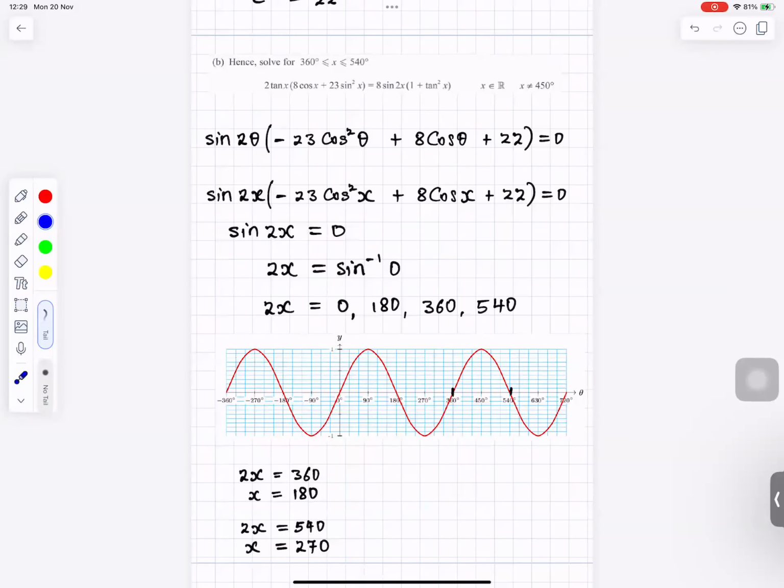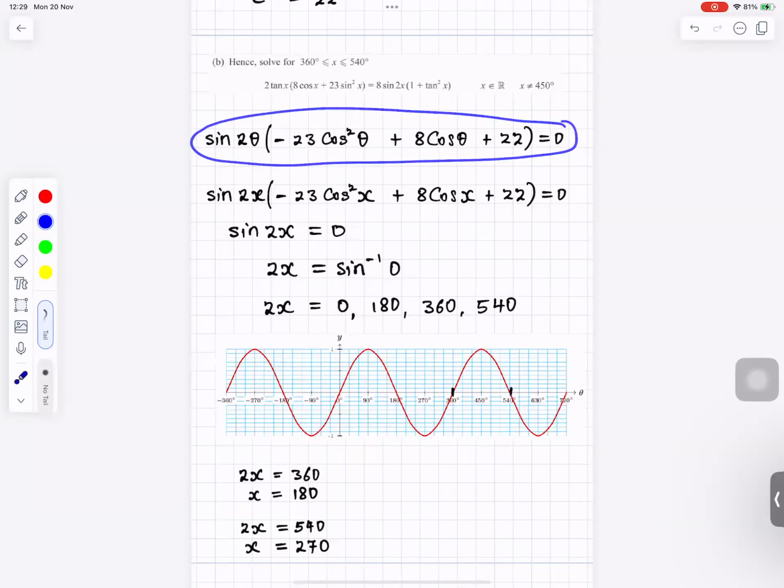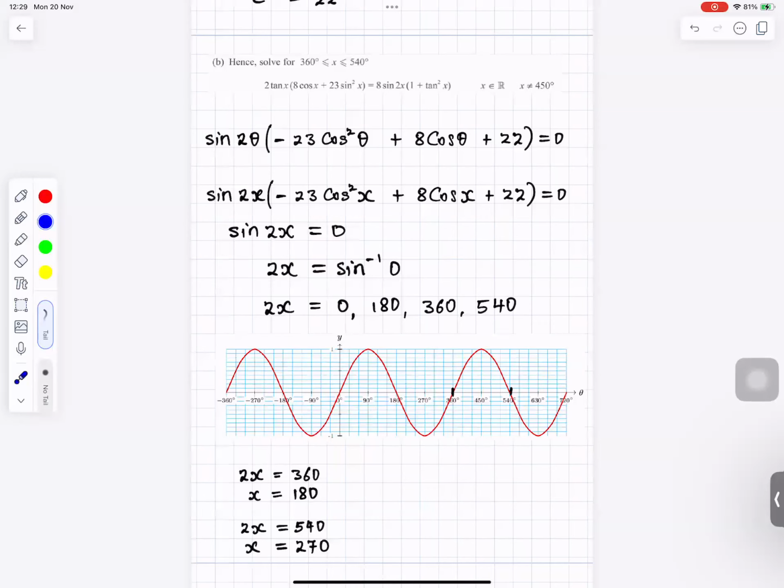For part B, it says hence. Hence means use the answer from part A. You can try putting this in your calculator to work out the answers between that range, 360 and 540. But let's do it using that hence. So the answer from before, that's what we had from before. But we're using x. Instead of theta, we replace it with x.